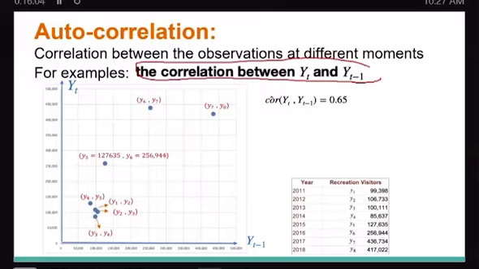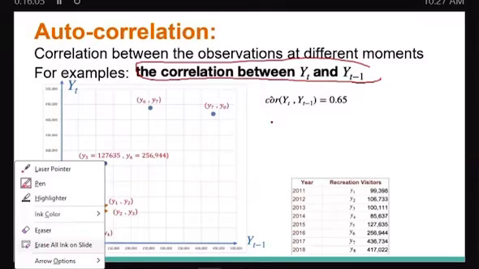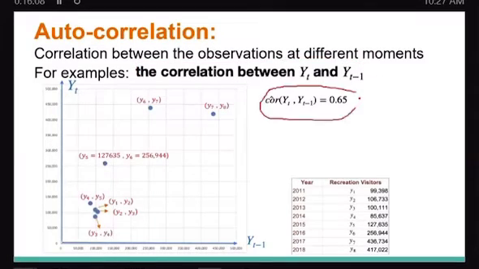Of course, we have code in R that will enable us to do this. You know what this is telling me? It's telling me the correlation between Yt and Yt minus 1 is 0.65. When I say Yt and Yt minus 1, it is the same for all, whether for Y2 and Y1, or Y3 and Y2, or Y4 and Y3, up to Y8 and Y7. That's what we call the autocorrelation at lag 1.